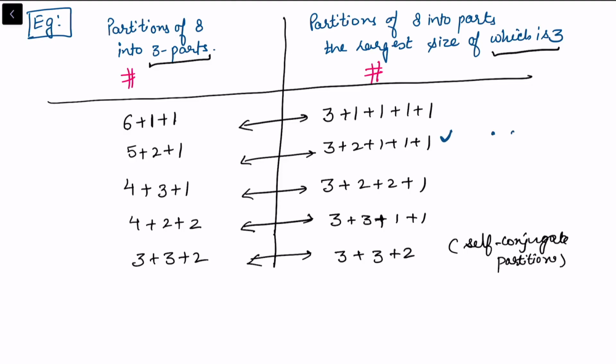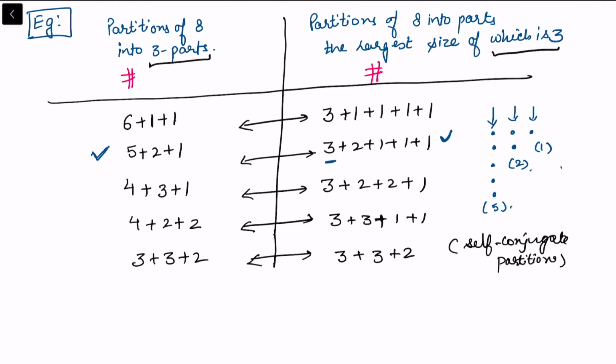So draw the Ferrers diagram corresponding to this one, 3. Then there are 2 dots, then 1 dot, 1 dot, 1 dot. Now if I read it vertically, how many dots are there? We can see there are 5 dots. How many dots are there? There are 2 dots. And how many dots are there? There is 1 dot. So this is 5, 2, 1. This is the partition which is listed here, 5 plus 2 plus 1.